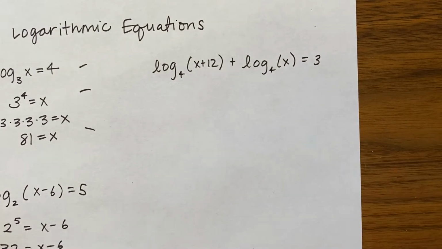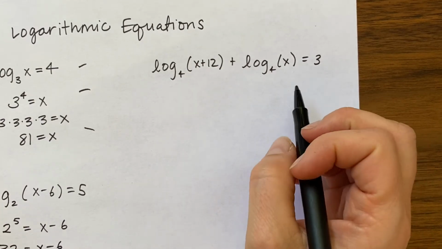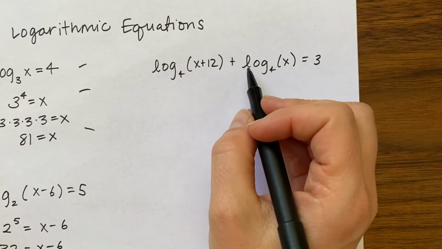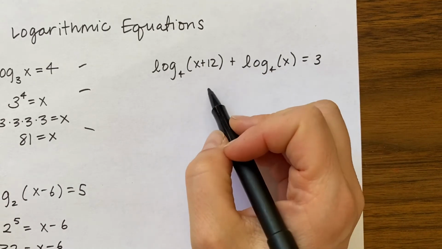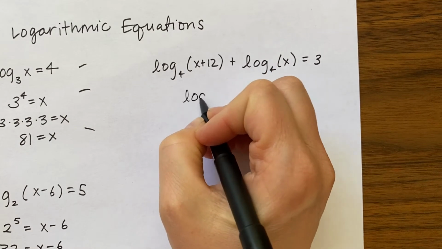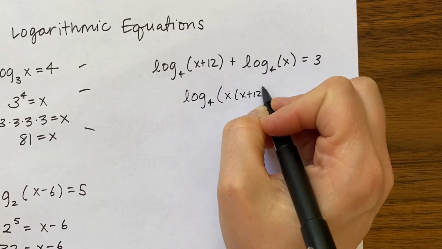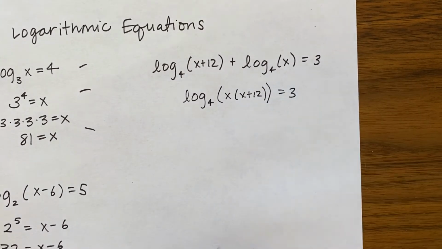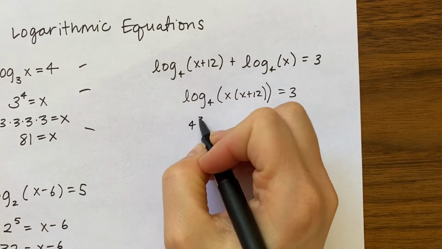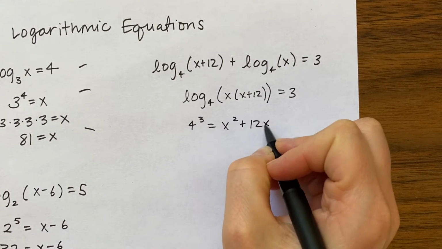Let's make it into a single logarithm. Let's condense. And we know condensing from last week. We know that when we add logarithms, that's the same as multiplying the arguments. So we could actually call this log base 4 of x times x plus 12 is equal to 3. Well, that would mean that 4 to the 3rd power was equal to x squared plus 12x.